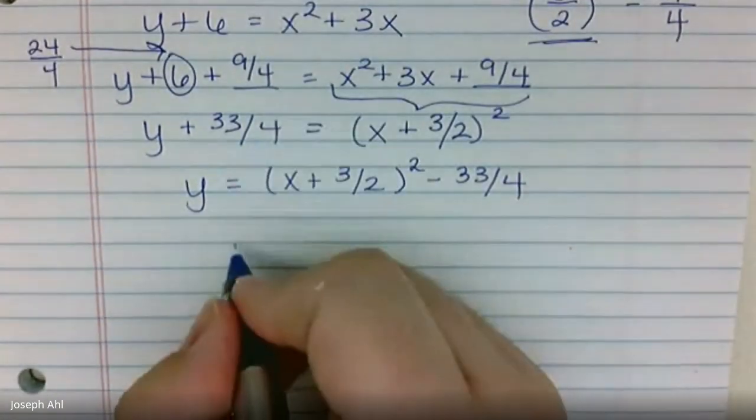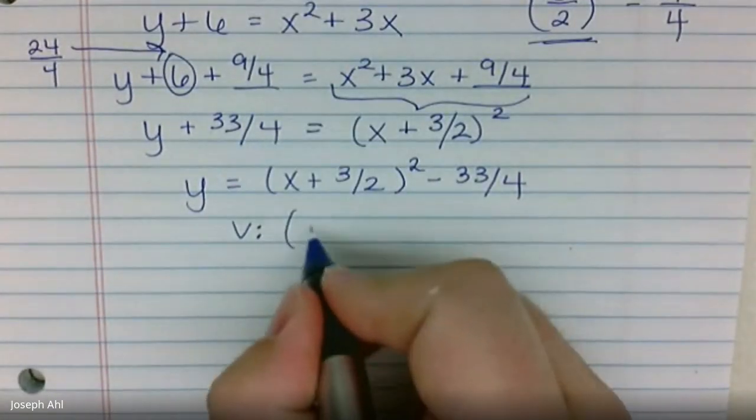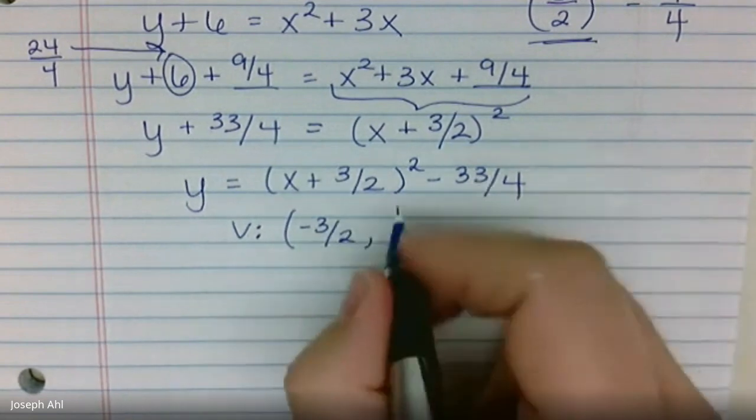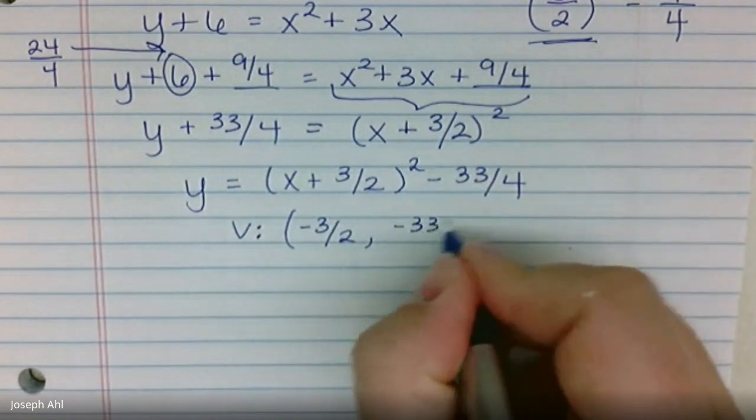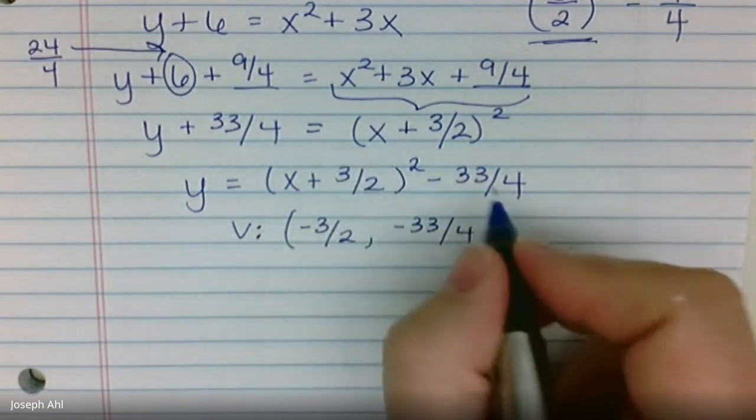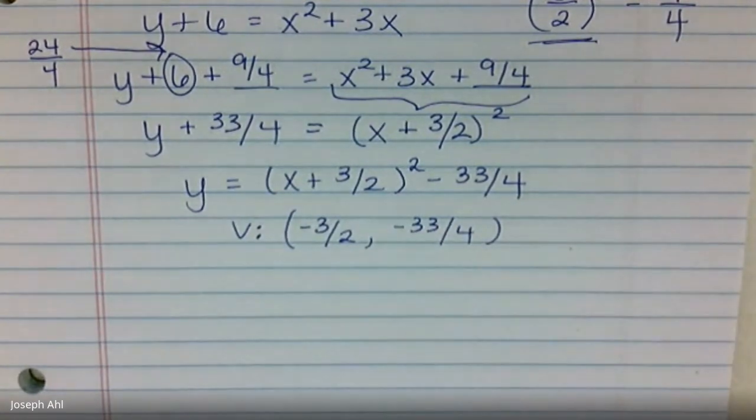So to sketch this, I would plot a vertex point at -3/2, comma, -33/4, right? We're going left and then down. And then from there, we have a pretty good idea as to what the rest of the sketch would look like. We would sketch a parabola.